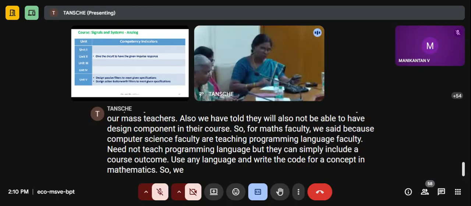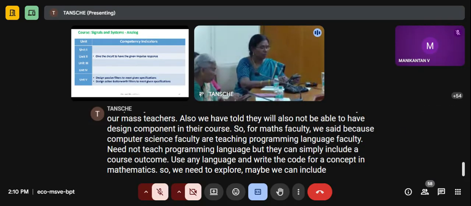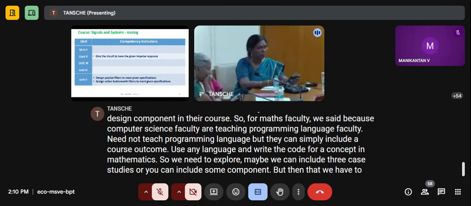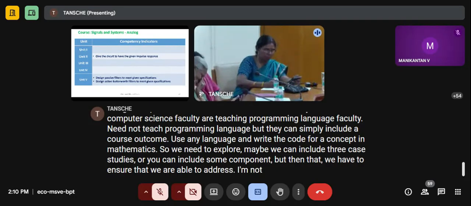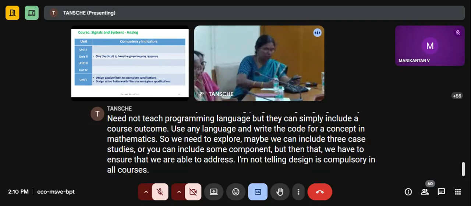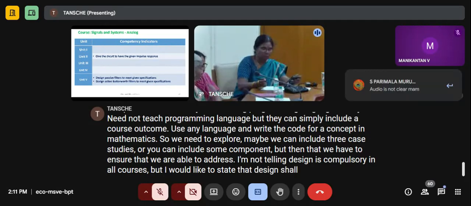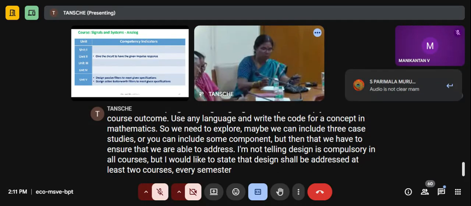So we need to explore. Maybe you can include case studies or some component, but then we have to ensure that we are able to address that. I'm not telling design is compulsory in all courses, but I would like to state that design shall be addressed in at least 2 courses every semester.